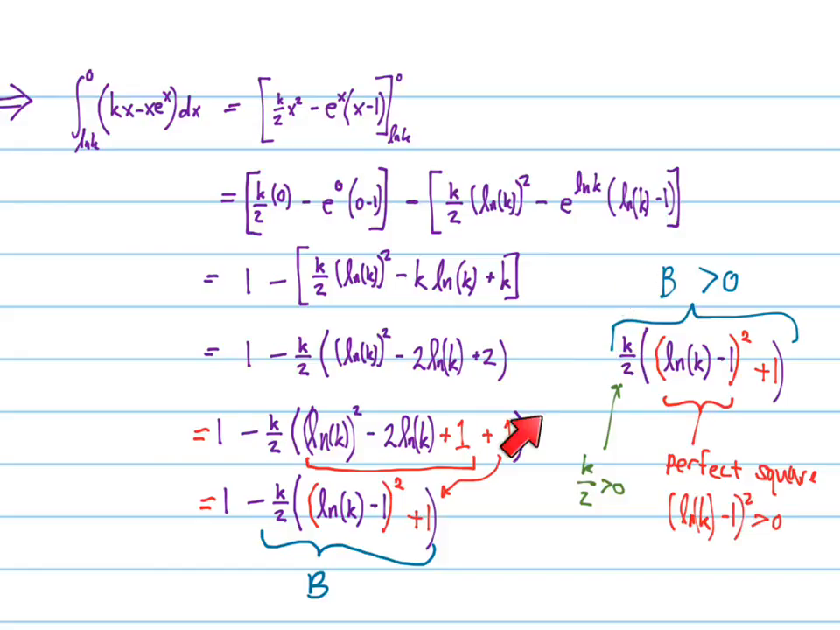Since b, this chunk of stuff here, is bigger than 0, or always positive, when I take the area 1 minus a positive number, I'll always be less than 1.